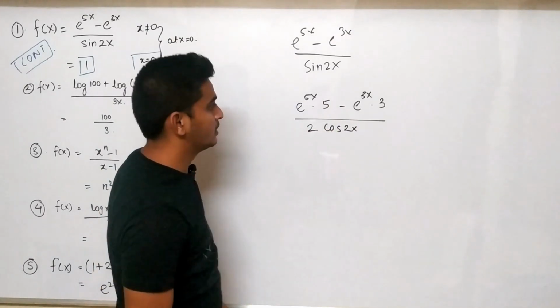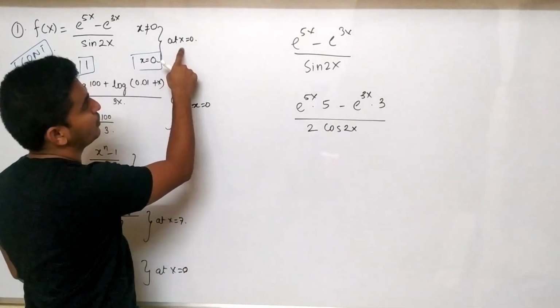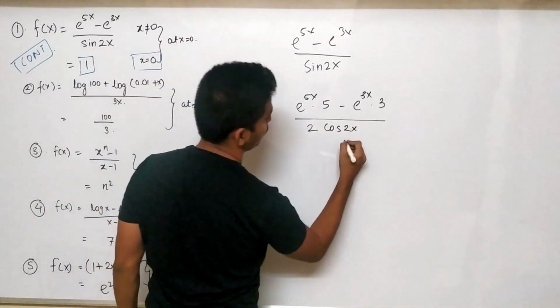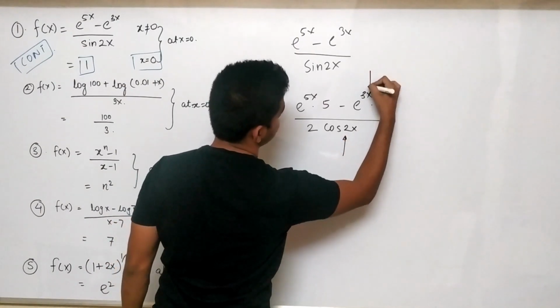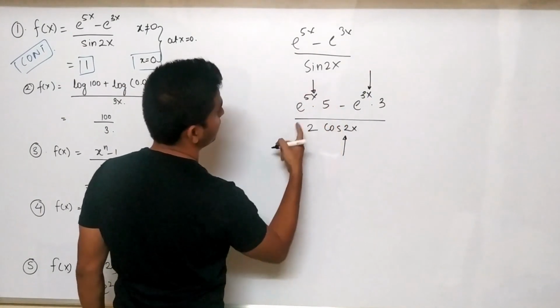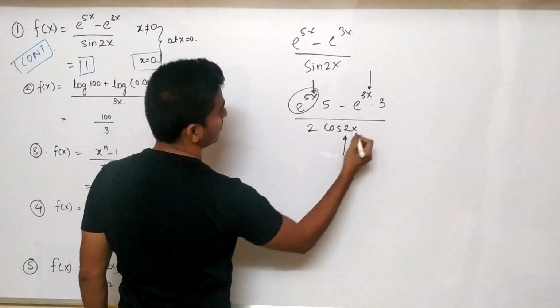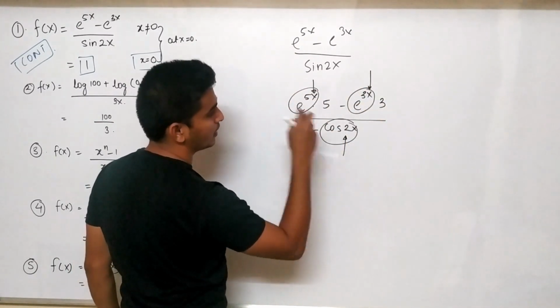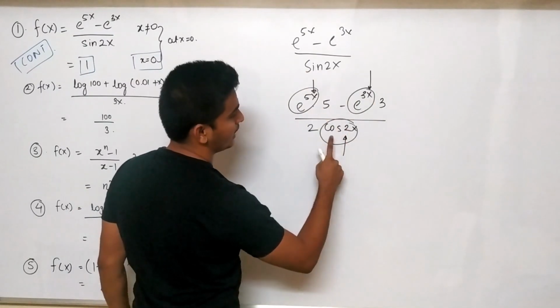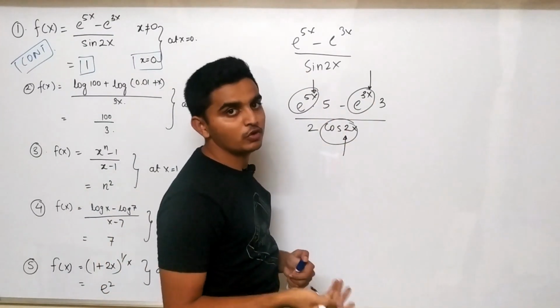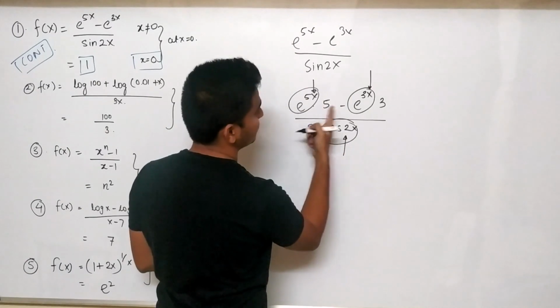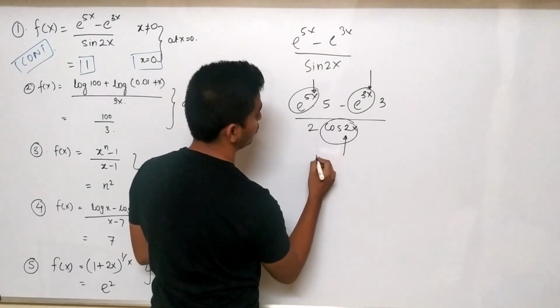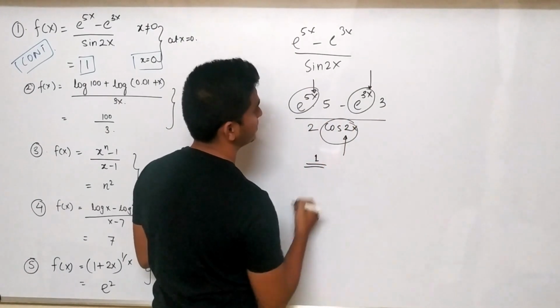So this is given. So now we know that we have to check the continuity at x equals 0. So when you plug in the values of x equals 0 in all these values, these values will become 1. So watch carefully. e raised to 0 will be 1, e raised to 0 will be 1, and cos of 2x, so cos of 0 is always 1. So what you have is 5 minus 3 upon 2, which is 2 upon 2, which is 1. So you have your answer.